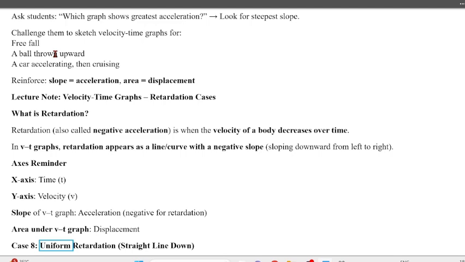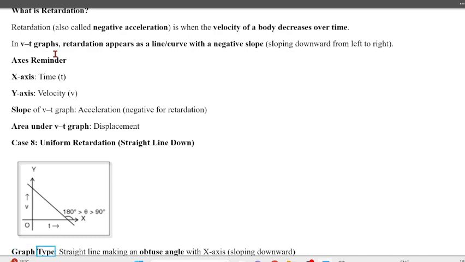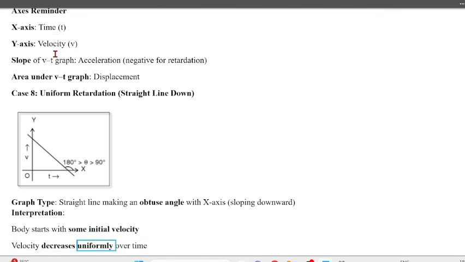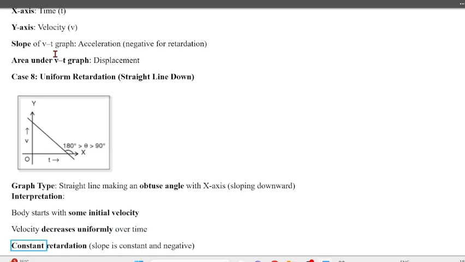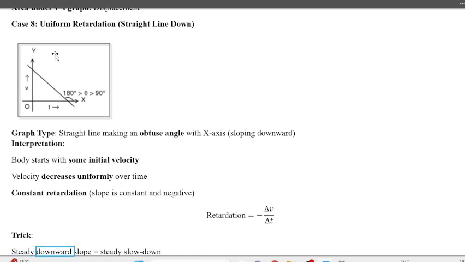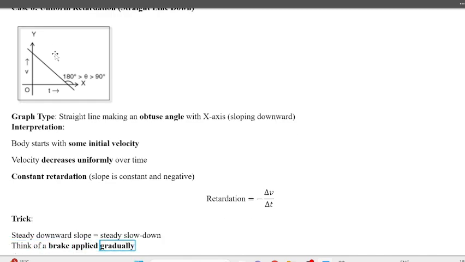Case 8: uniform retardation, straight line down. Picture 42, graph type: straight line making an obtuse angle with the x-axis, sloping downward. Interpretation: body starts with some initial velocity and decreases uniformly over time. Constant retardation: slope is constant and negative, retardation equals minus delta V over delta T. Trick: steady downward slope is equal to steady slowdown. Think of a brake applied gradually.